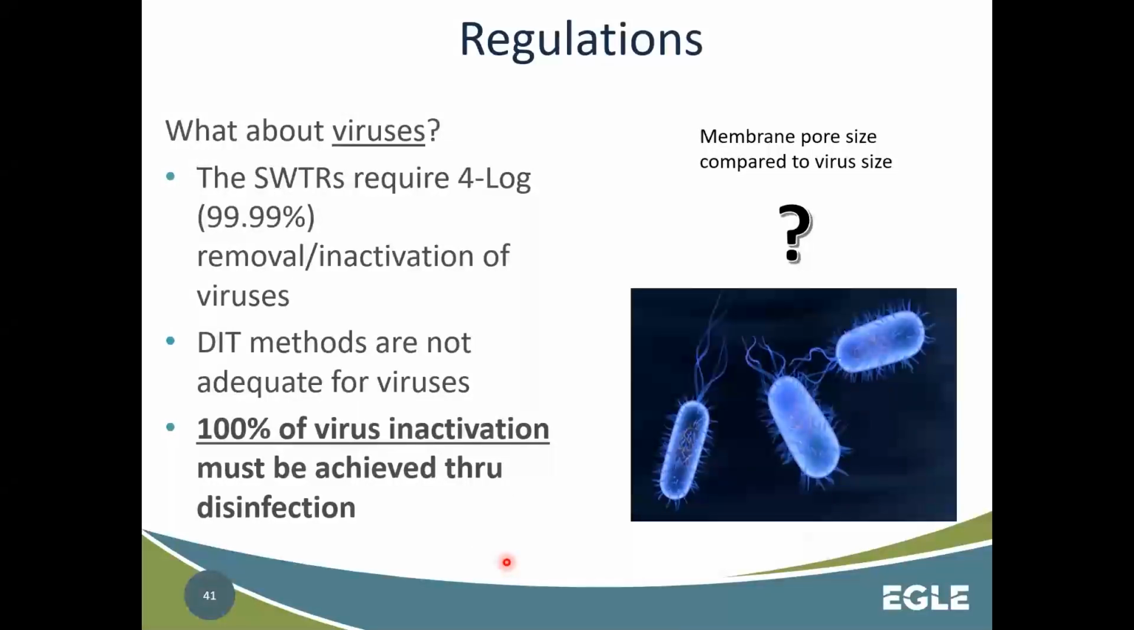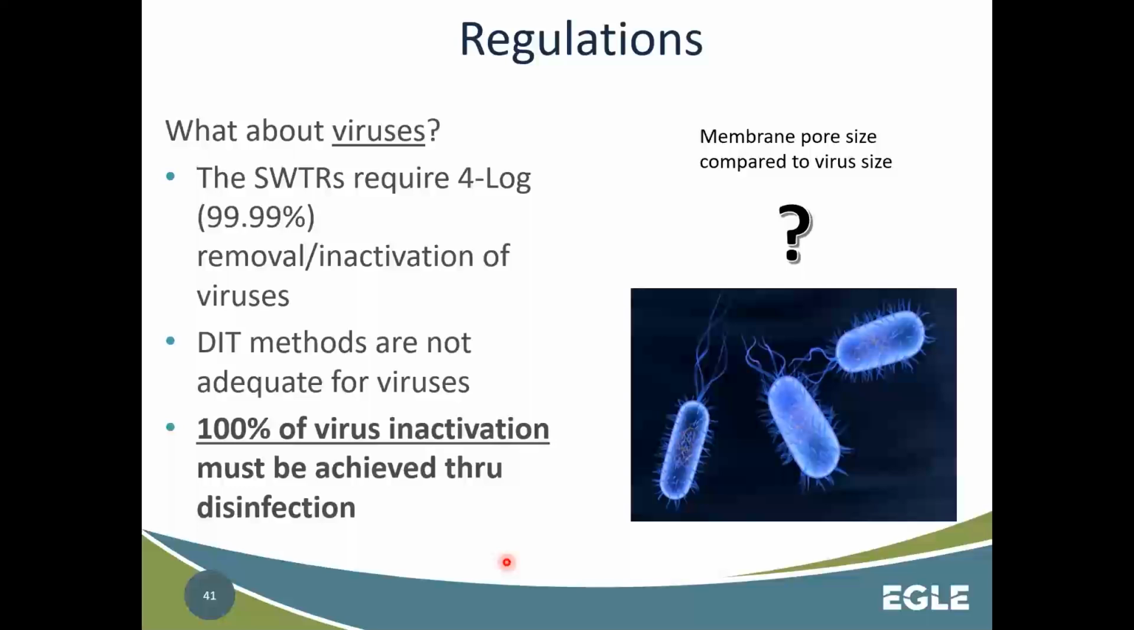But what about viruses? So if you picture way back in that early slide that I had that showed the membrane pore sizes compared to the different viruses, bacteria, cysts, and whatever, the pore size of some of the particularly ultrafiltration are small enough to remove viruses. And in fact, they do remove a lot of viruses. And the surface water treatment rules requires a 4 log or 99.99% virus removal / inactivation.